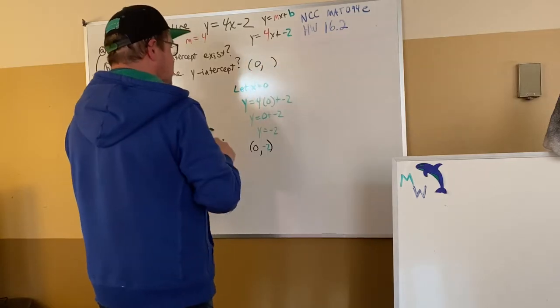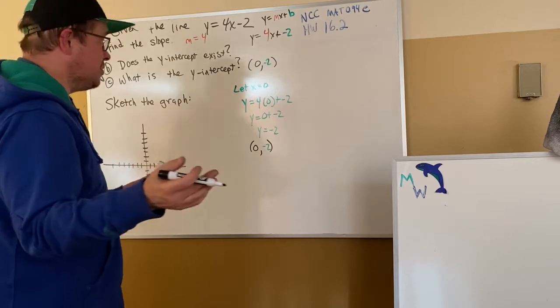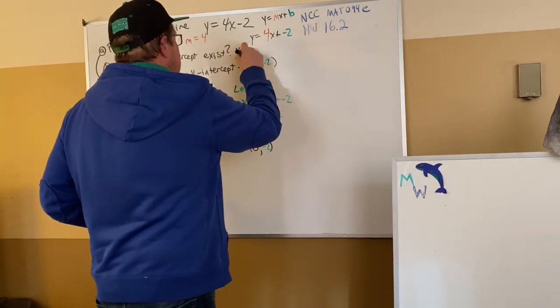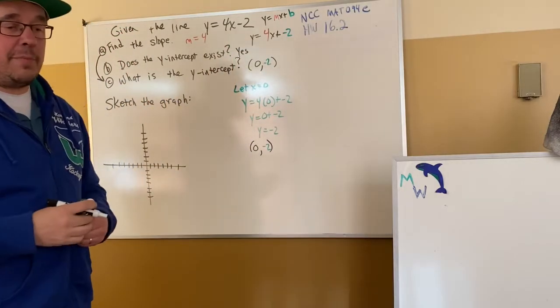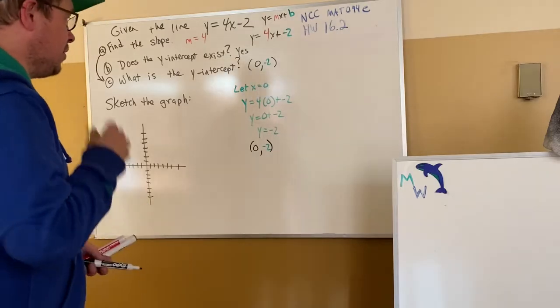0, negative 2. Does the y-intercept exist? Here's that thing. That's why I do it this way. Yeah, I just found it. I can't find something that doesn't exist, so yes, it exists. What you do is you do both of those questions on paper, and then you tell Connect Math, yes, it exists, and then you immediately give them what the number is.